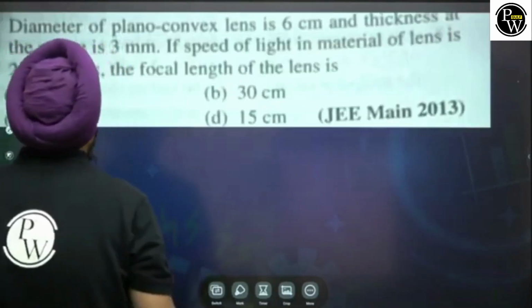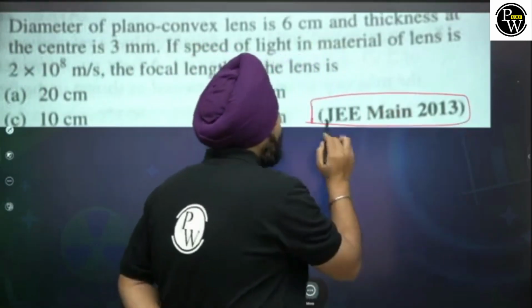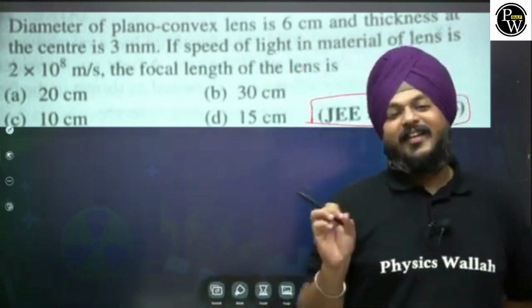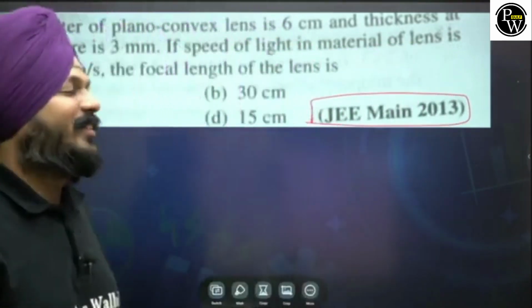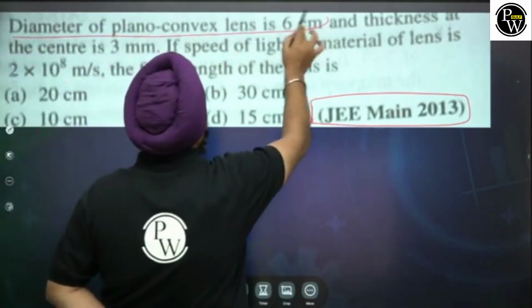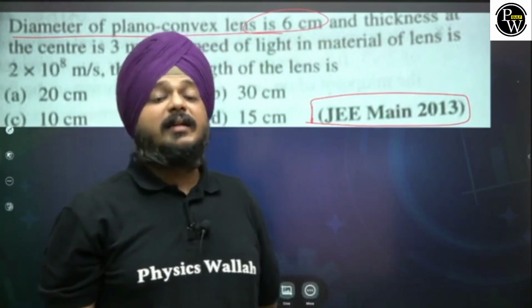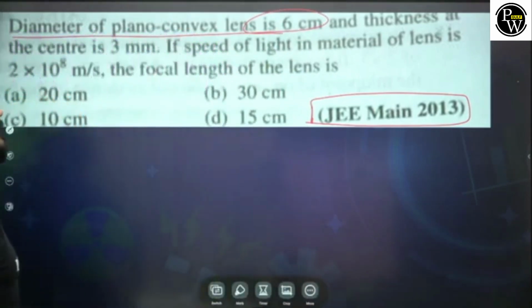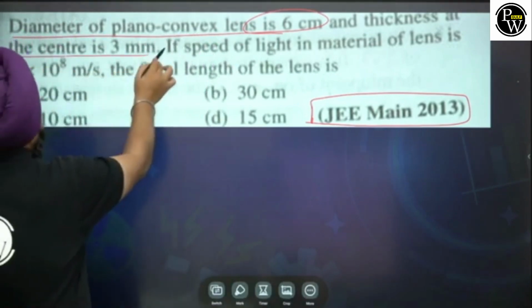Okay, the question is very awesome and it was asked in JEE Main 2013. I really appreciate this question, really awesome. The diameter of the plano-convex lens is 6 centimeter. The thickness at the center is 3 mm.